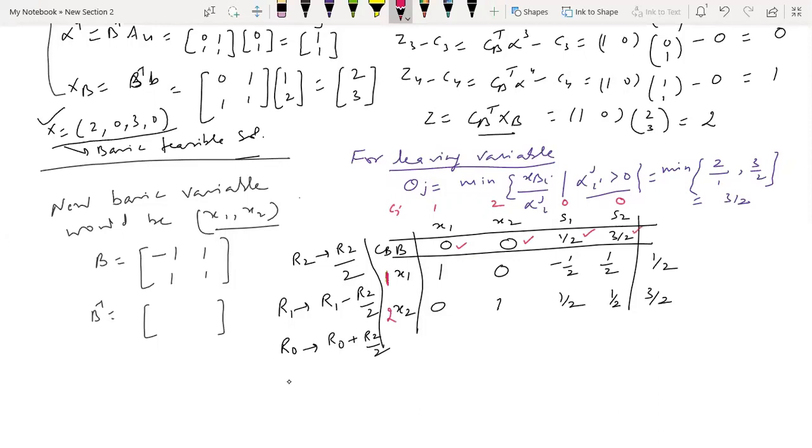So either you can go by row operation to calculate Zj minus Cj, or you can use directly the formula Cb transpose alpha j minus Cj, as we were doing here in the above table.